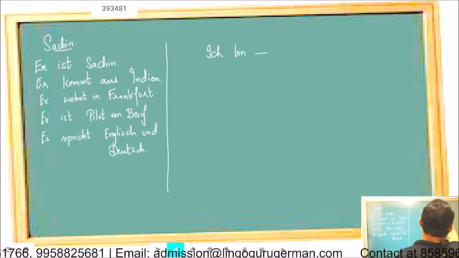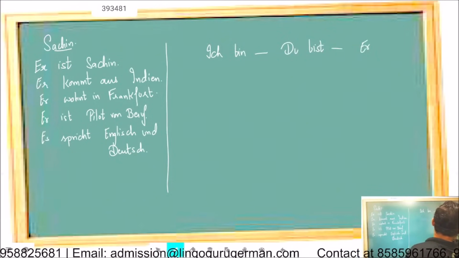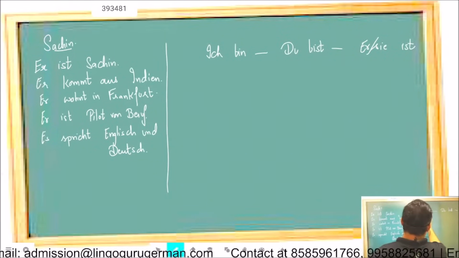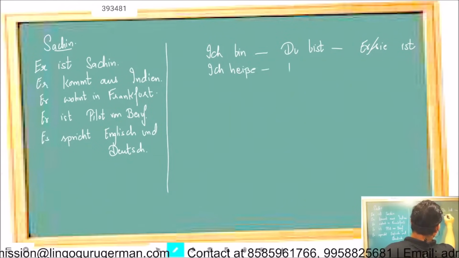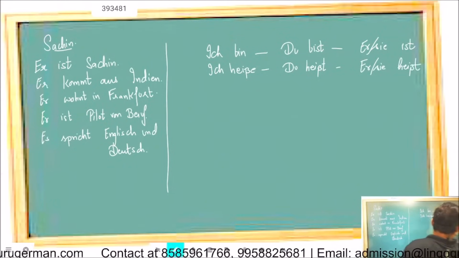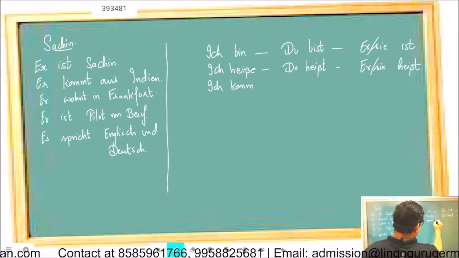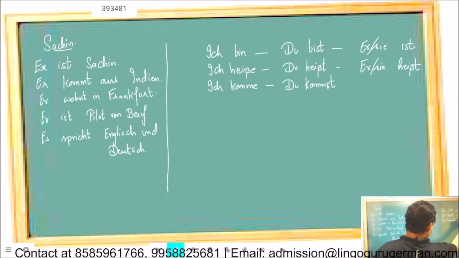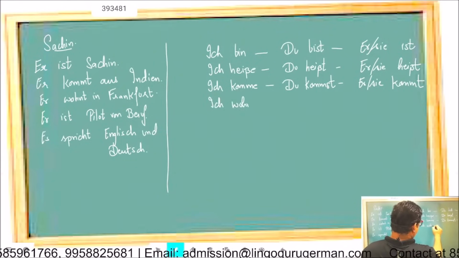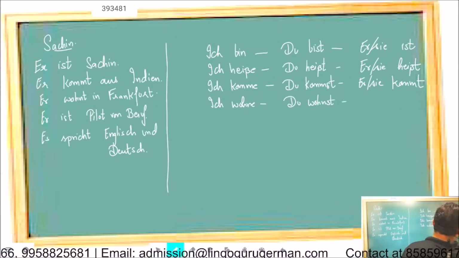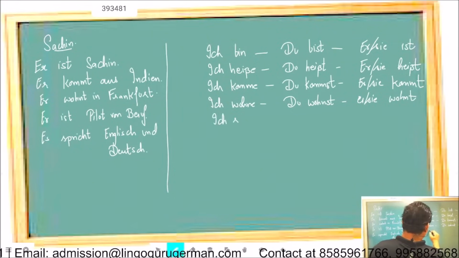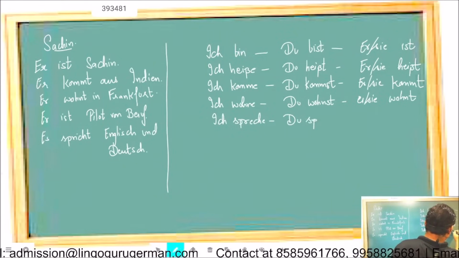So the only important thing we need to know is ich bin, du bist, sie ist. I am, you are, he is, she is. Or ich heiße, du heißt, sie heißt. Ich komme, du kommst, sie kommt. Ich wohne, du wohnst, sie wohnt. Ich spreche, du sprichst, sie spricht.